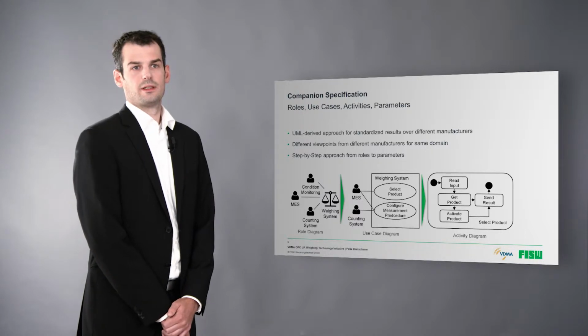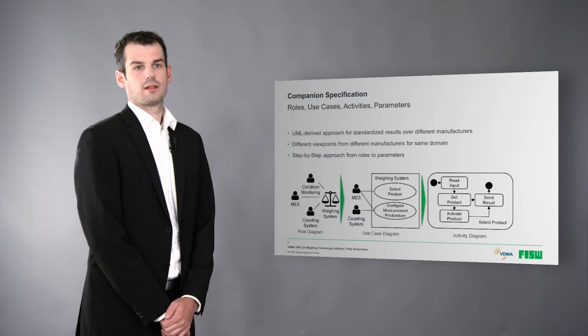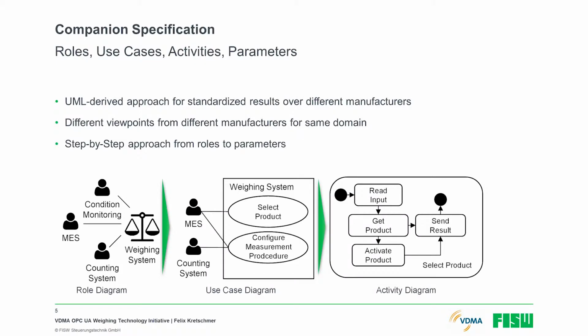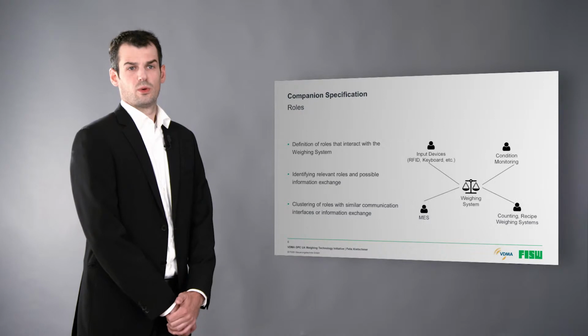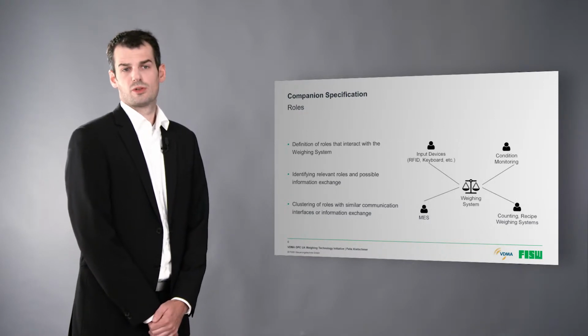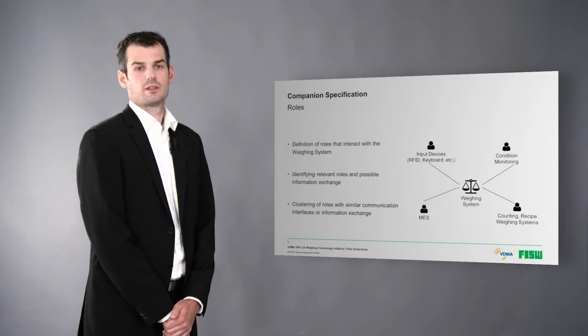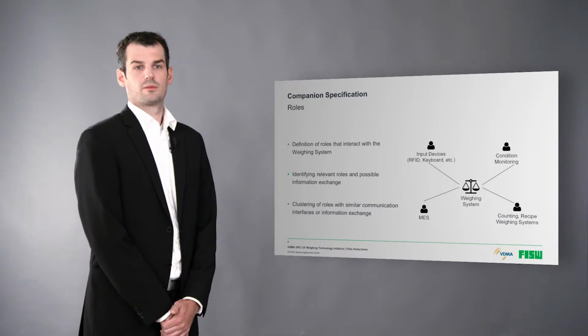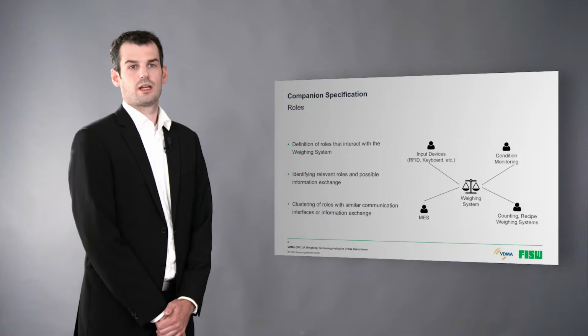Here we have the step-by-step approach, beginning with roles that are interacting with the weighing system. Regarding use cases, these are the activities these roles perform when interacting with the weighing system. So you need to have a look at the activity. Regarding roles at a weighing system, we have input devices, condition monitoring systems, MES systems. We have a lot of other systems that are interacting or exchanging data with the weighing system.